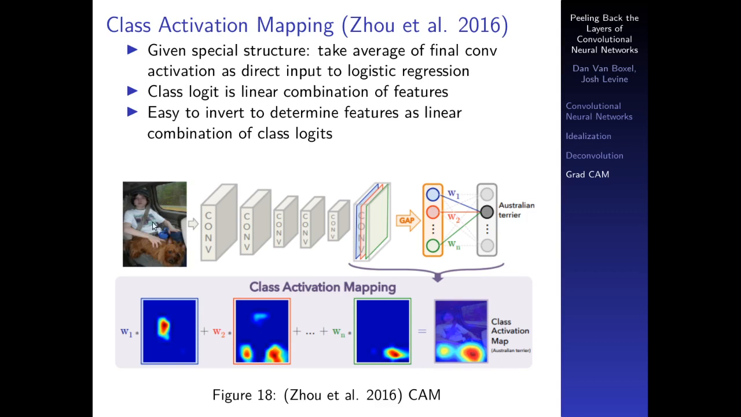So you can see they do this sort of thing like here, they look for dog, and they say, oh, this particular filter doesn't contribute much to dog, this one does, the other ones do. You take a weighted sum of those, and then you get a nice picture like that.